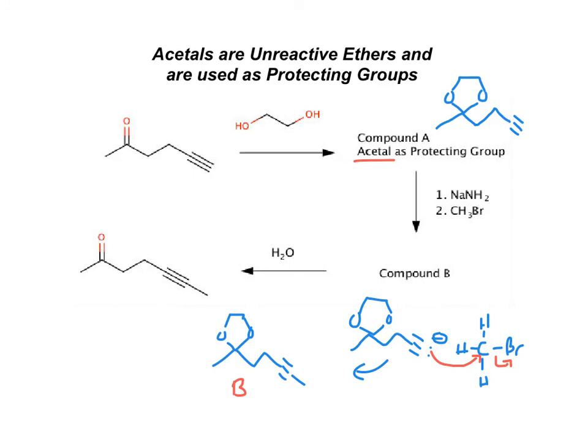When the acetal reacts with NaNH2, the acetylide ion is formed. The acetylide ion is a strong nucleophile that reacts with methyl bromide in a substitution reaction to form compound B. And then compound B reacts with water to convert that back to the carbonyl compound. Remember that the nucleophilic addition reaction, as are many organic reactions, is reversible.